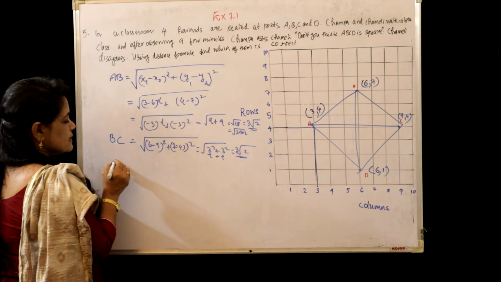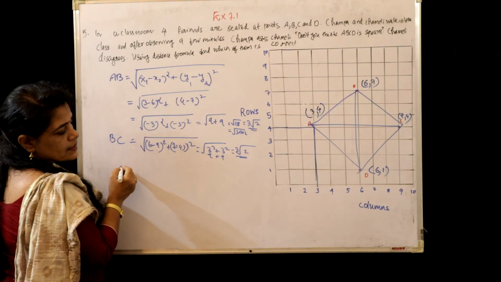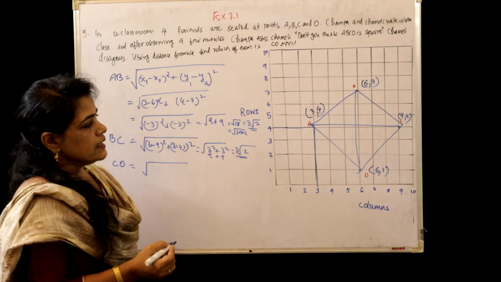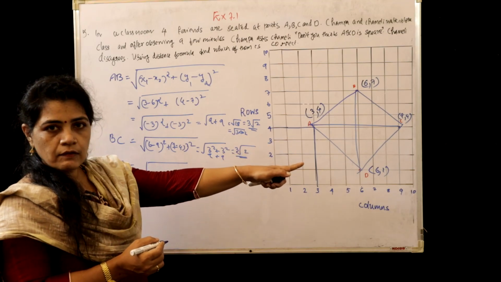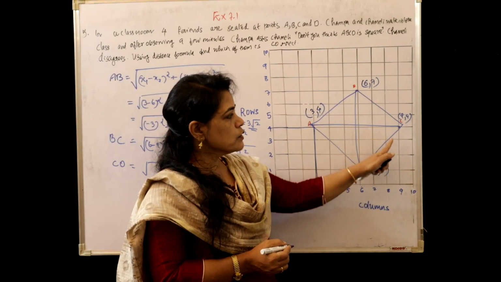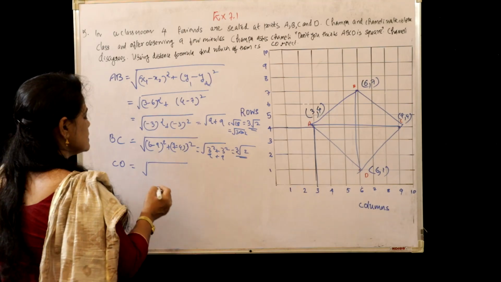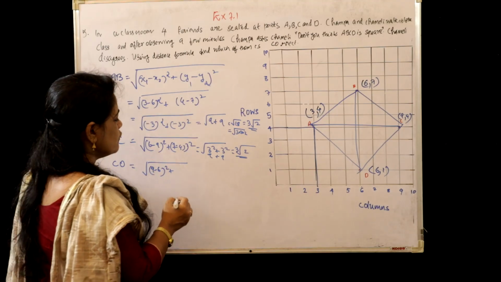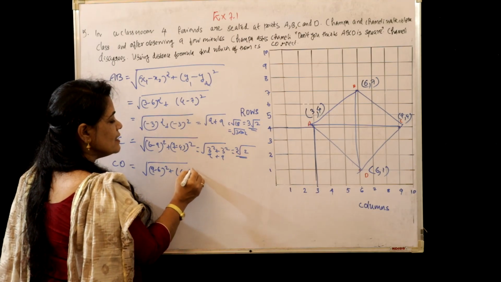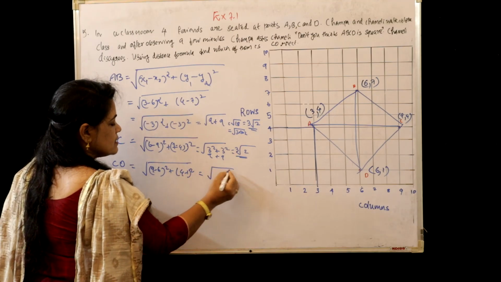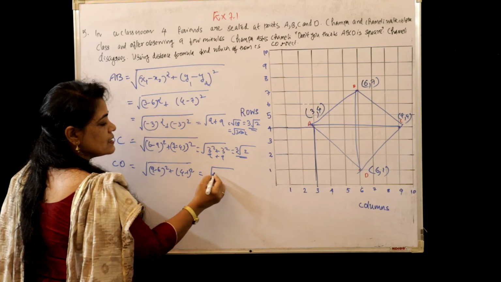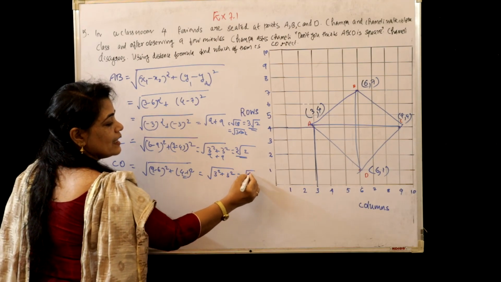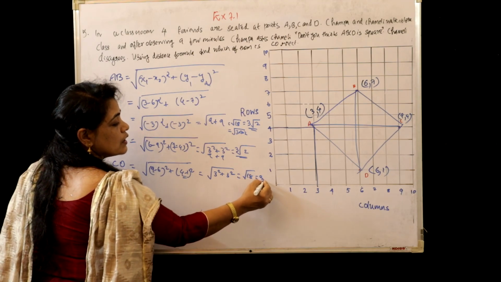And the third line segment, that is CD. CD, again using the distance formula, C is x1, y1 and D is x2, y2. So 9 minus 6 whole square plus 4 minus 1 whole square. Here also, children, we are getting 3. 9 minus 6 is 3 square plus 4 minus 1 is 3 square. So again root 18, and this is equal to 3 root 2.